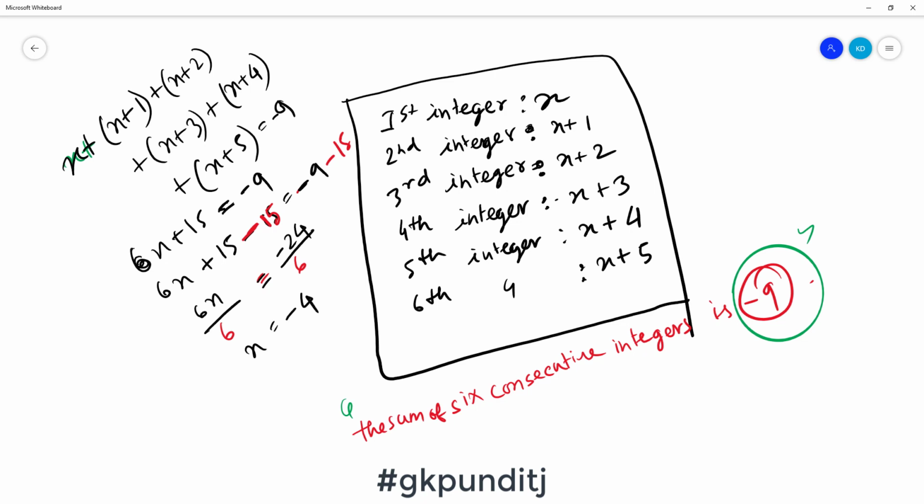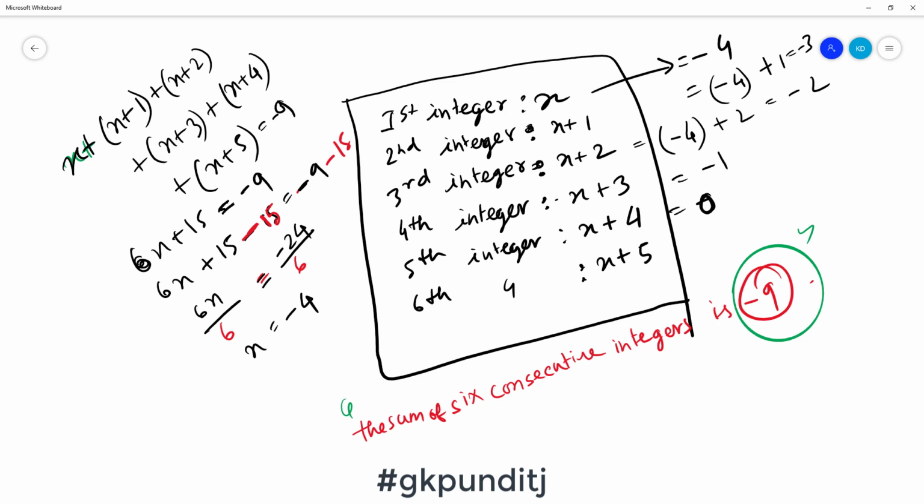Now put this value. The first integer is minus 4, the second integer is minus 4 within brackets plus 1. Okay, now we get minus 3, and this one is equal to minus 2, and so on. Minus 1, then 0, and the last one is equal to 1.